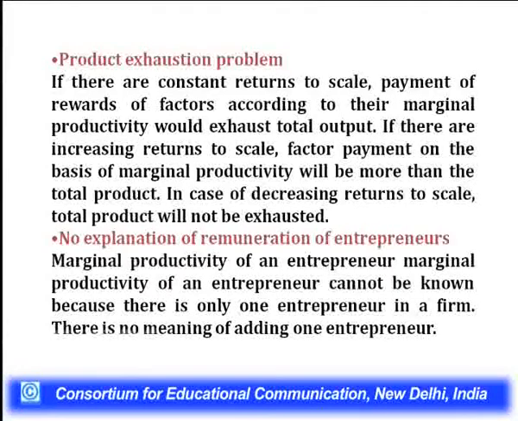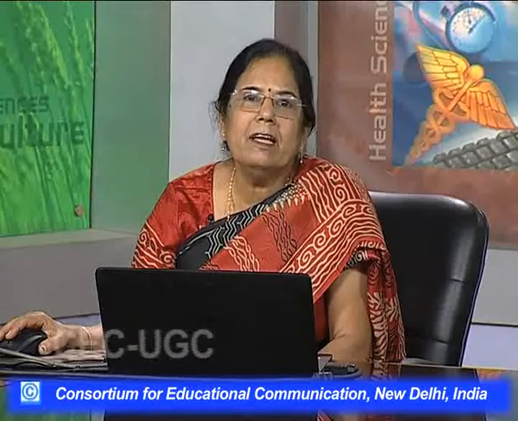Another is the product exhaustion problem. That is, if all the factors are paid according to marginal productivity, whether the total product will be exhausted or not. If there are increasing returns to scale, then the total product will be less than the payment made to all the factors of production according to marginal productivity. And if the marginal revenue productivity is declining, or we are having decreasing returns to scale, then you will see that the total product will not be exhausted. So this problem also arises.